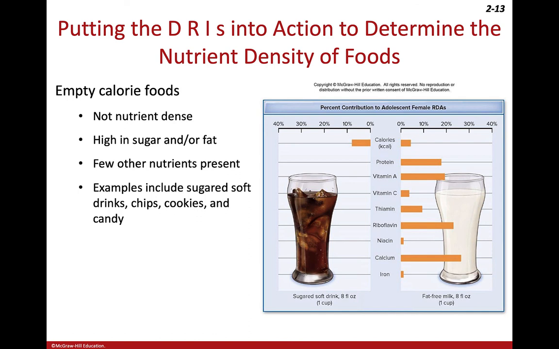Okay, so generally when we look at empty calories, those are going to be food items that are high in sugar, and really what we're talking about here are simple sugars, so monosaccharides, disaccharides, and fat. There's not a lot of other nutrients that are present, and as I indicated before, a lot of these are unhealthy snacks, so soft drinks, chips, cookies, candy, they all fall under the category of empty calories. So this is a really, really good comparison.